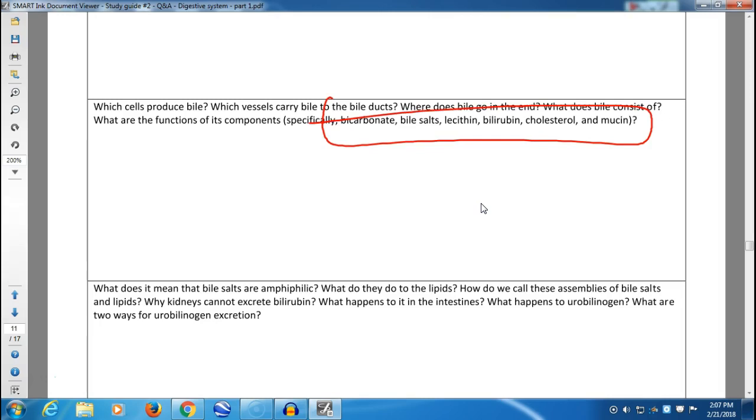Know the function. Like bicarbonate. What does it do? Neutralizes acid. Lecithin and bile salts. What do they do? Emulsify the fat. Why do we need the fat to be emulsified?